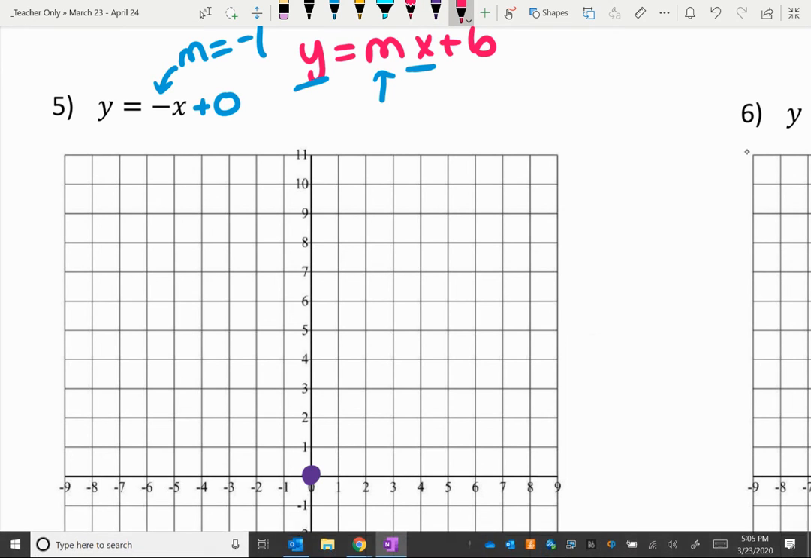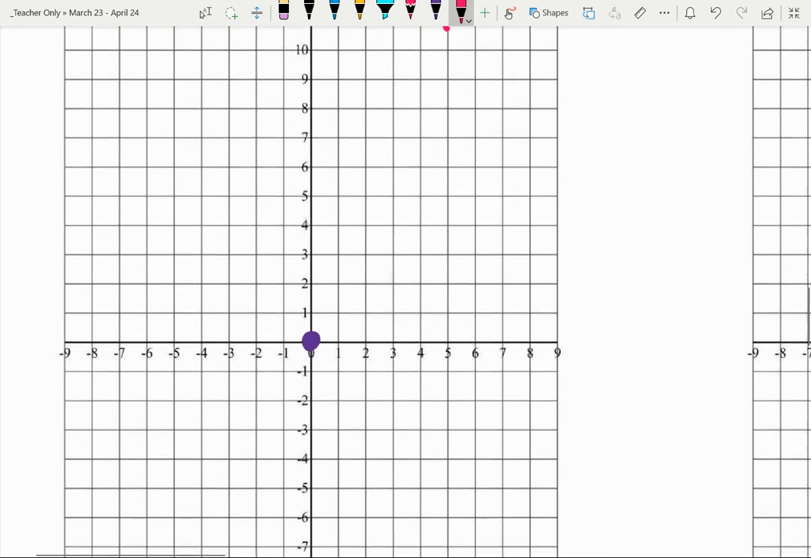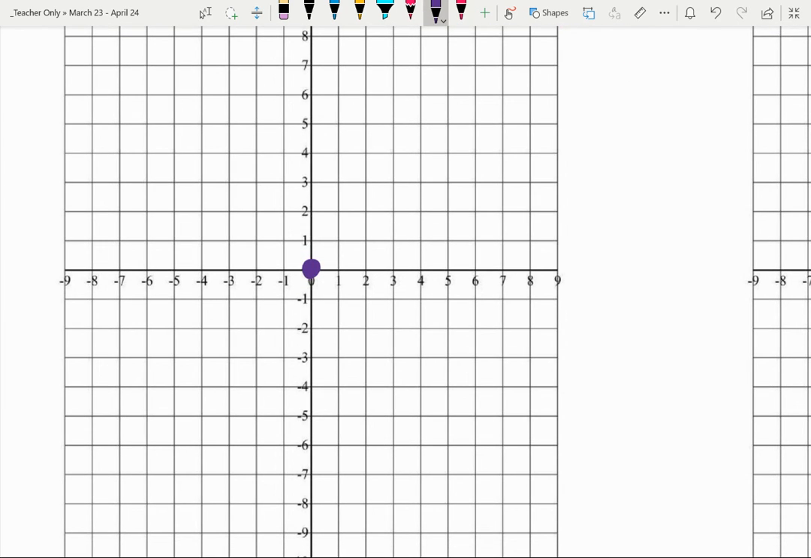And then if I think of a slope of -1, again, I can always make it -1 over 1. Any number can be written over 1. And so that will be down 1 unit. And again, always to the right 1 unit. If I can avoid going to the left, I'm always going to go to the right. So down 1, right 1.